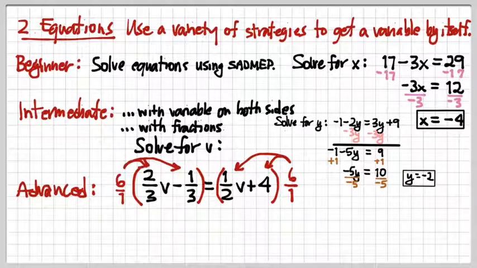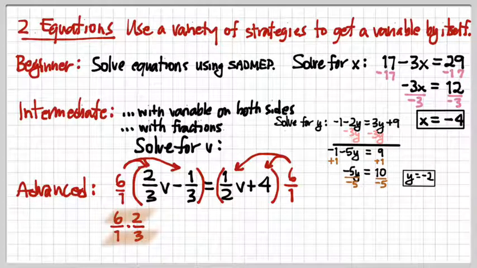How do I do 6 over 1 times 2/3? We could think of it as just going straight across. You're getting 12 on the top and, oh, it's not 4, I'm sorry, 12 on the top and 3 on the bottom, which then turns into 4.